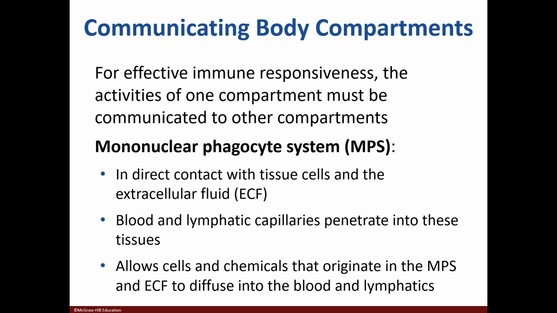At the microscopic level is the mononuclear phagocyte system. It is a cluster of cells that have direct contact with this system, along with extracellular fluid. Blood capillaries and lymphatic capillaries invade these tissues, and it allows for cells and chemicals of this system to hitch a ride in blood and lymphatics.